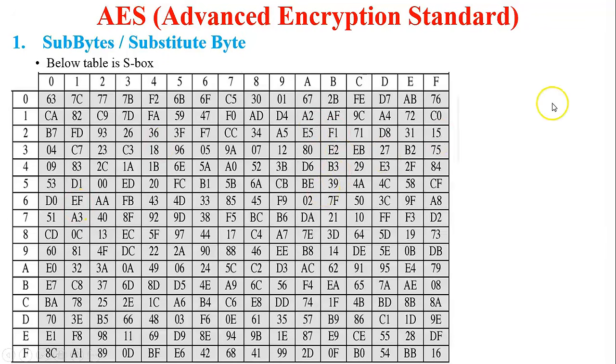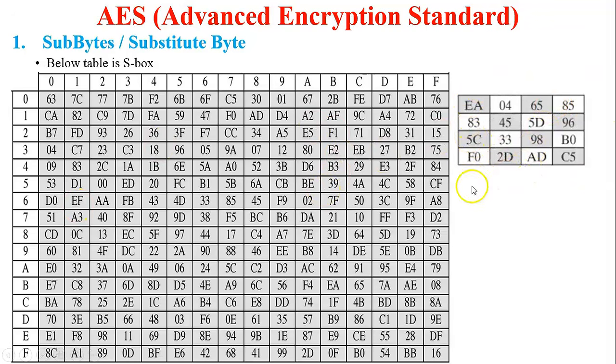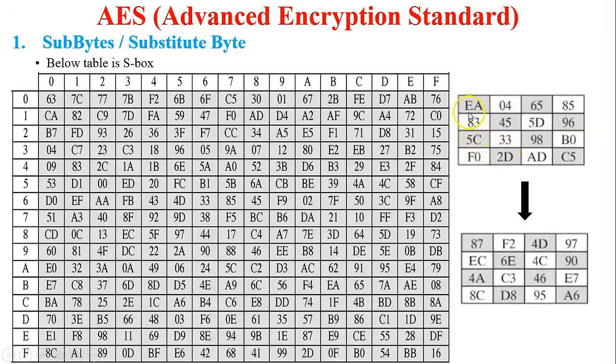So this is the S box table, and this is the previous matrix. Now how is EA replaced with 87? Check, this is E, the row of E in the S box, and this is the column A of the S box. They intersect at 87. So EA is replaced by 87, or we can say EA is substituted by 87. Same for 04. You can see this is 04, 0th row and 4th column, so it is substituted by F2, and so on.